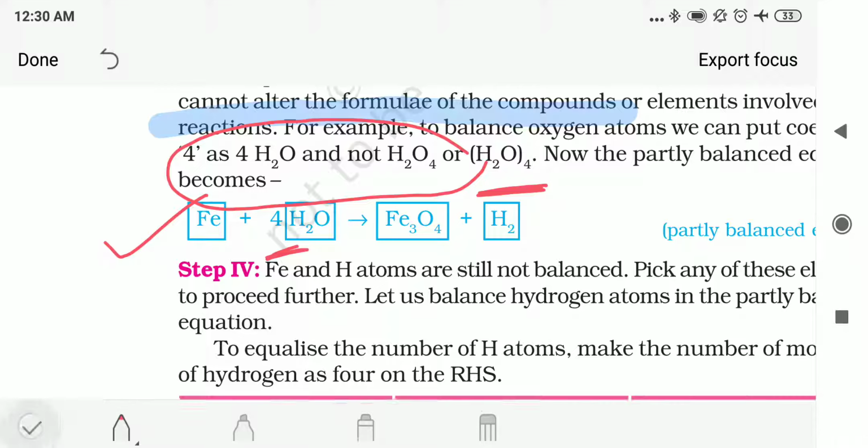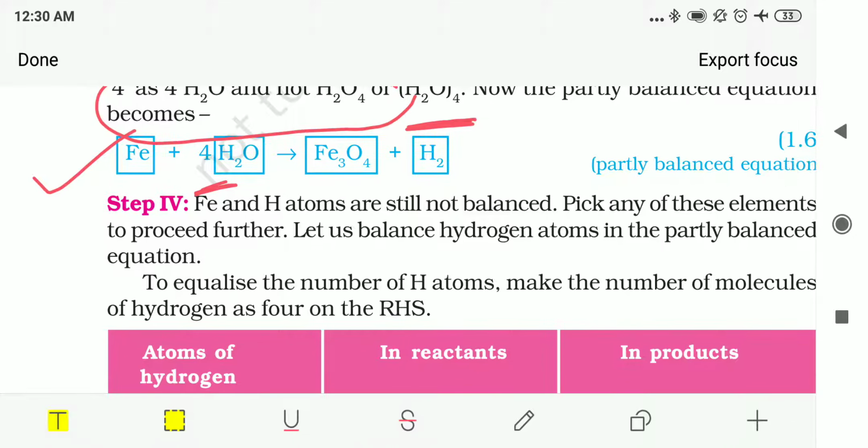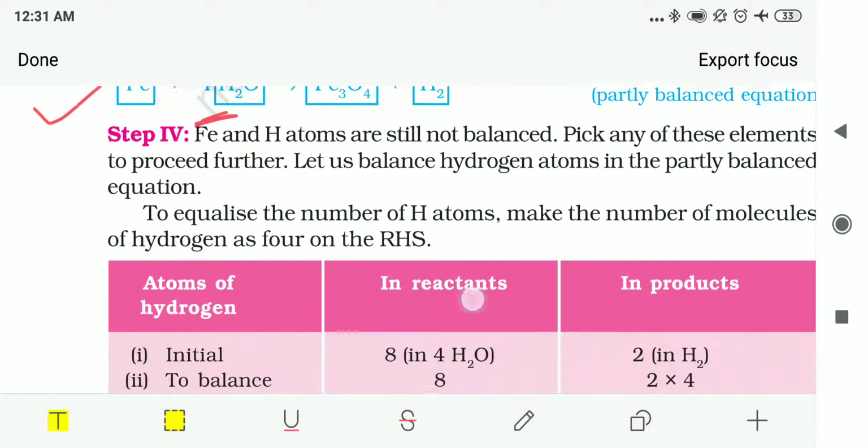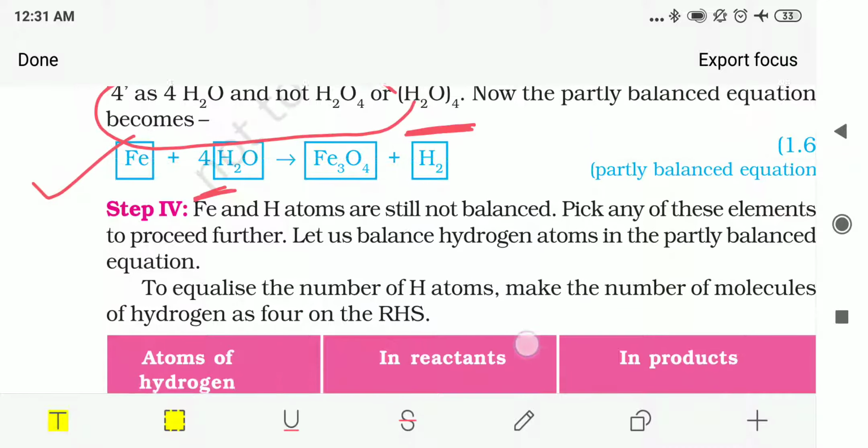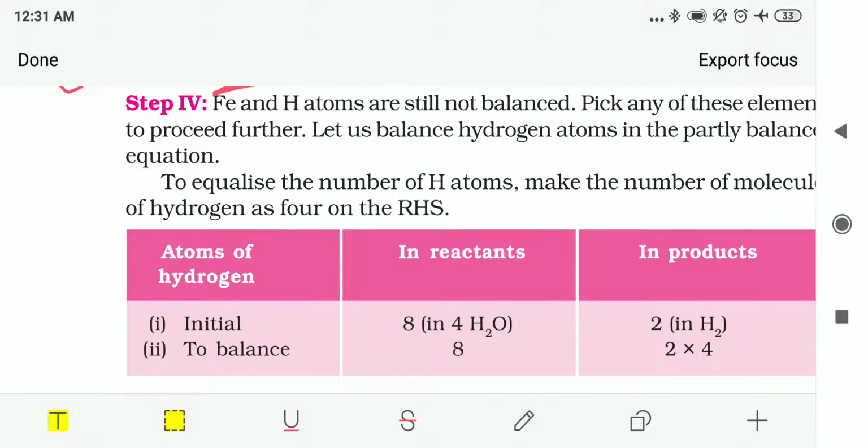The next step is that Fe and H atoms are still not balanced. We have balanced oxygen atoms, so Fe and hydrogen are still unbalanced. Pick up any of these elements to proceed further. Let us balance hydrogen atoms in the partly balanced equation. To equalize the number of hydrogen atoms, we will make the number of molecules of hydrogen as 4 on the right hand side.